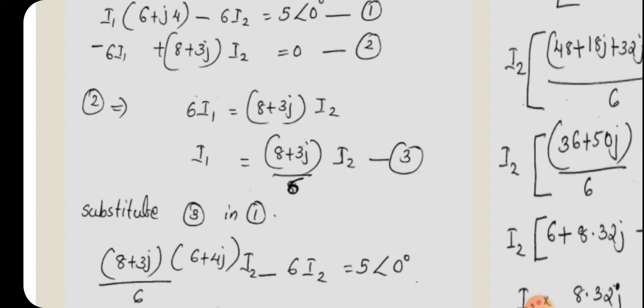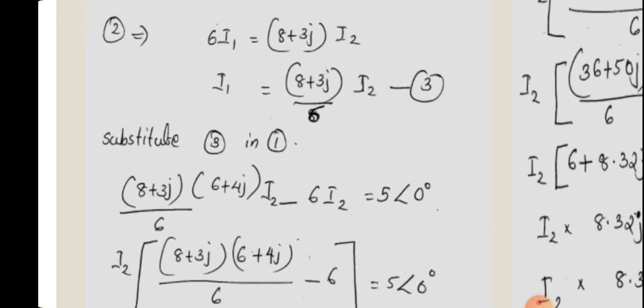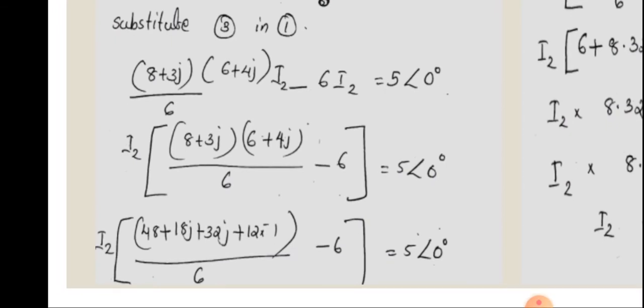If we substitute equation 3 in equation 1, instead of I1 we are substituting (8 plus 3j) by 6 into I2 there. So we can write (8 plus 3j) divided by 6 into (6 plus 4j) into I2 minus 6 I2 equal to 5 angle 0. That is equation number 1, which will change like this. In this there are only I2 terms, I1 terms are not there, so I2 can be taken outside.